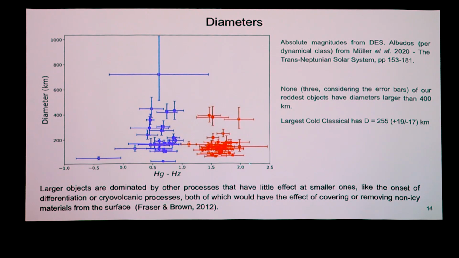Well, also since we calculated absolute magnitudes, we took albedos separated by dynamical class from Miller and collaborators, 2020. And here is the diameter for all the 144 objects. Interesting things to be noted here are, if you do not consider the error bars, we have no red object with diameters larger than 400 kilometers, and our largest co-dynamical object has a diameter of 255 kilometers.